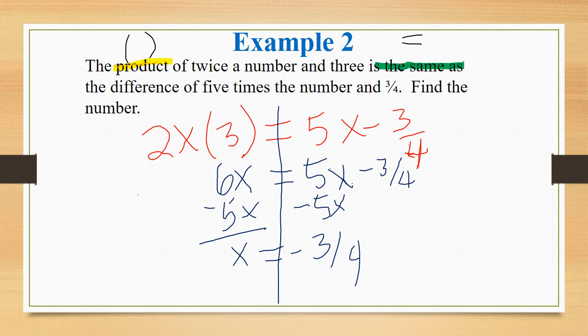Now, the reason why this one works out so smoothly is because how many fractions do I have in my problem? 1. Okay? The other option works all the time, even if you have multiple.